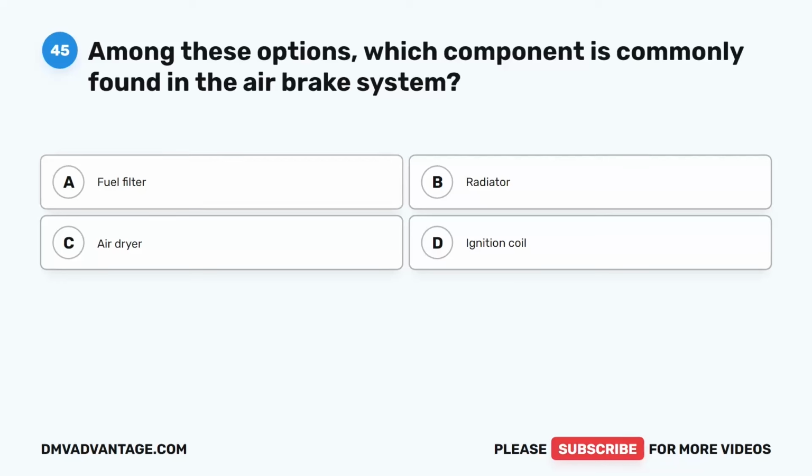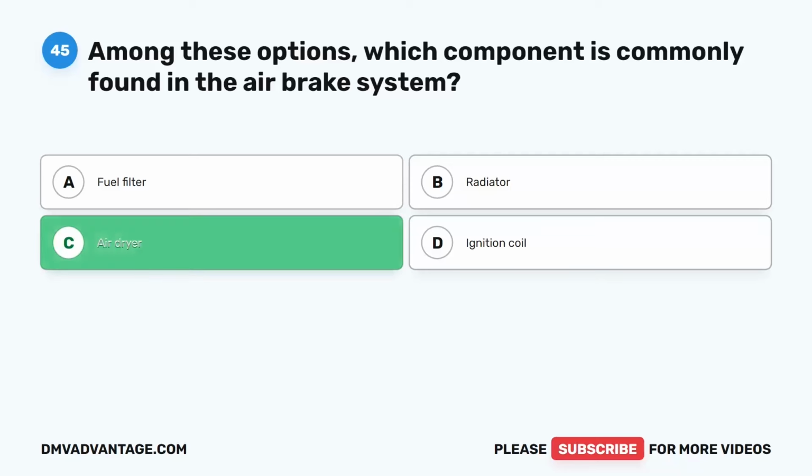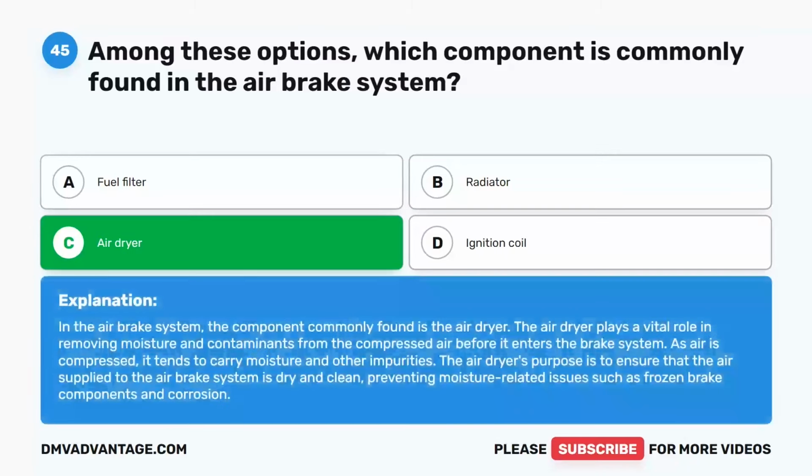Question 45. Among these options, which component is commonly found in the air brake system? A. Fuel filter. B. Radiator. C. Air dryer. D. Ignition coil. The correct answer is C. Air dryer. In the air brake system, the component commonly found is the air dryer.